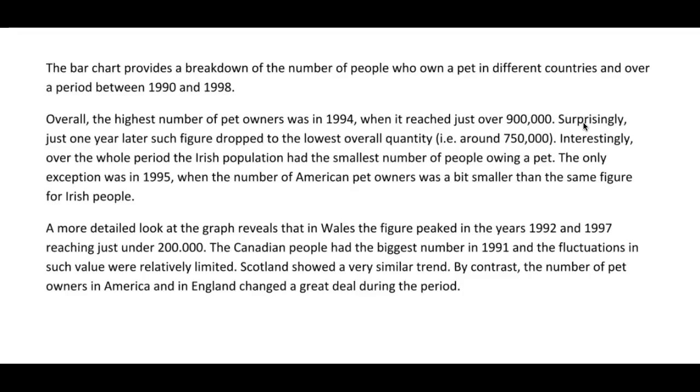Scotland showed a very similar trend. By contrast, very good. The number of pet owners in America and England changed a great deal during the period. Fantastic. And then we put in the overall sentence, and we say, overall, Canada and Scotland had the most stable numbers. Irish had the smallest numbers, and Britain and England and America figures fluctuated the most. Okay, because that's kind of like the overall idea, the overall plan.